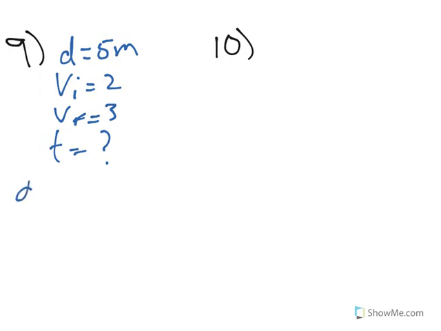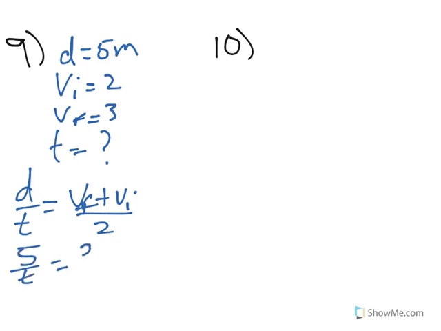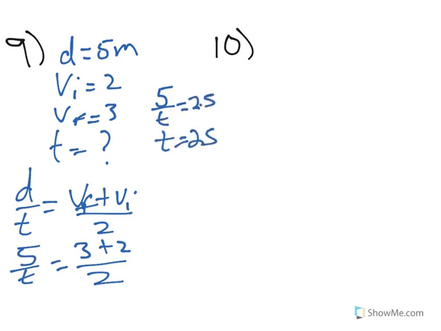I think the easiest one to do would be distance over time equals VF plus VI over 2, and we would get 5 over T equals 3 plus 2 over 2, which would give us 5 over T equals 2.5, or T is equal to 2 seconds, which is the answer B.